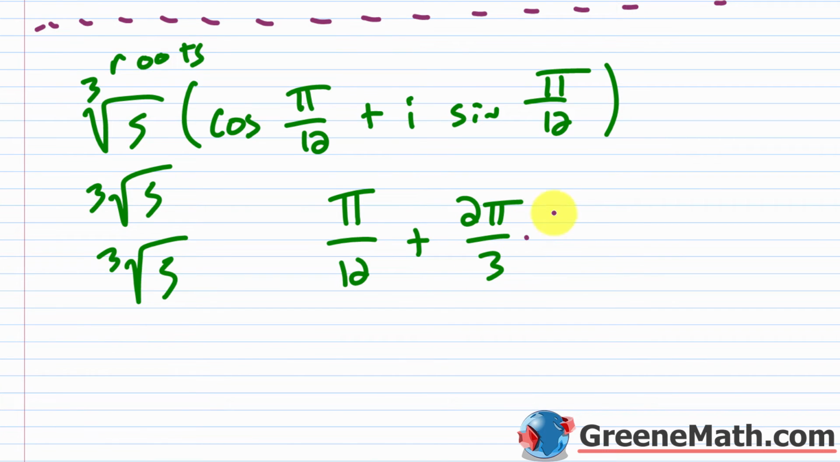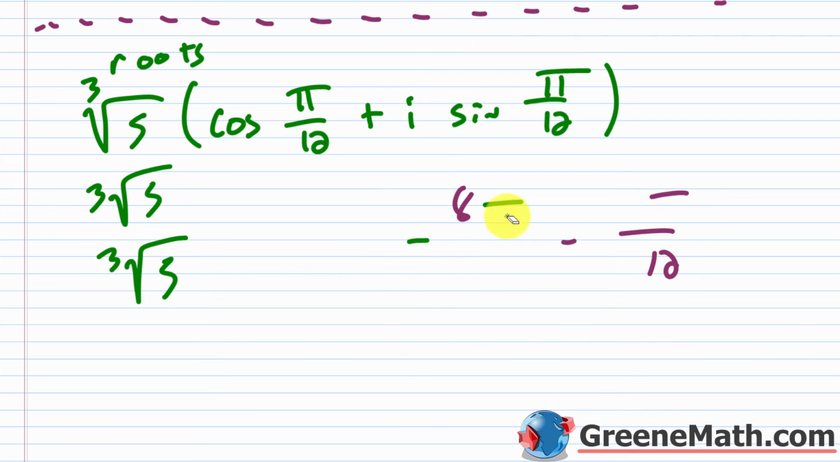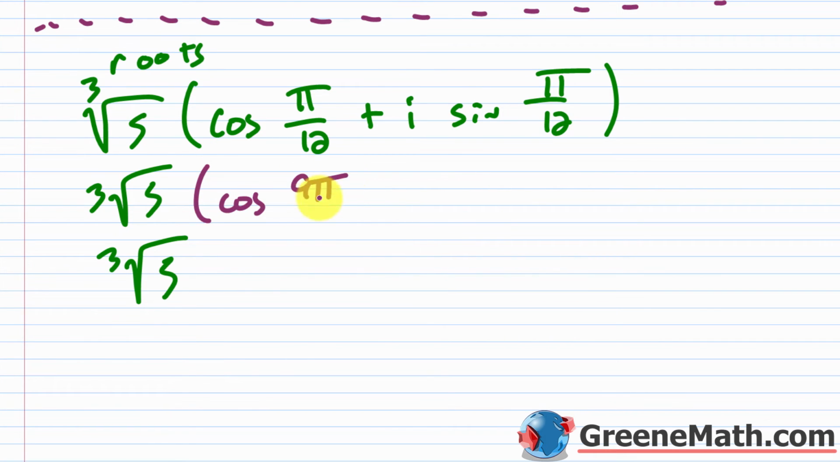So let's say this is times 4 over 4. I think this is why people don't like working with radians, because you have to work with fractions. So this becomes 8 pi over 12, and so this becomes 9 pi over 12. Okay, let me get rid of this. And let's say that this is going to be cosine of 9 pi over 12, and then plus i times the sine of 9 pi over 12.